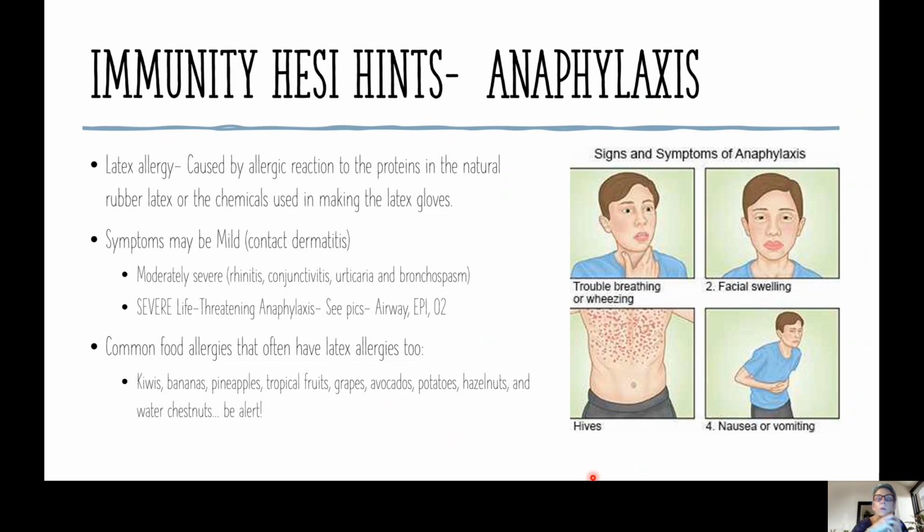So their immune system may get hyperstimulated and cause an anaphylactic reaction if they happen to be exposed to the latex. These HESI hints are found in our green NCLEX book, pages 966 through 969. Go back and review that as well. And I hope that you found this interesting.